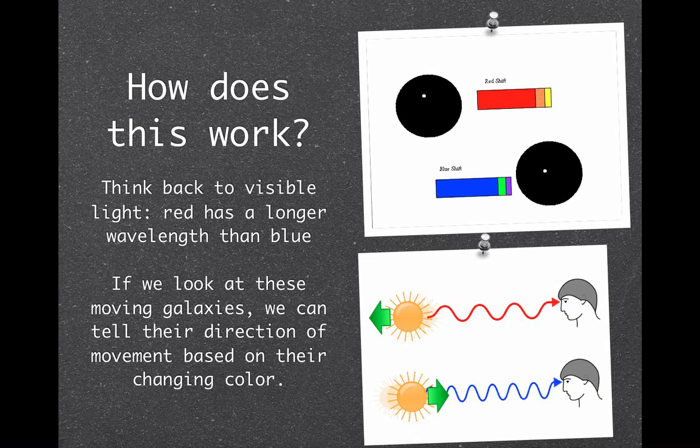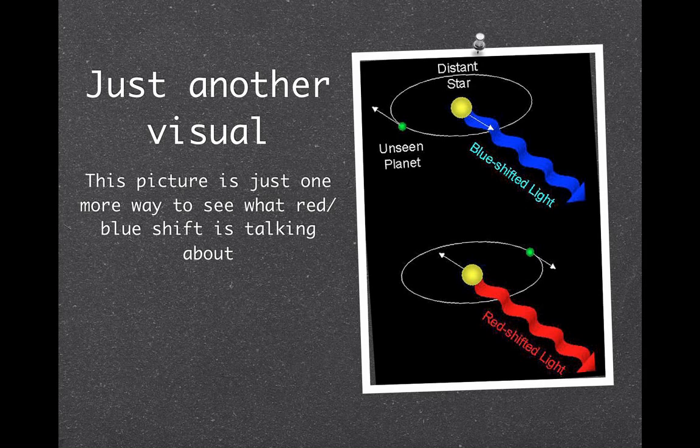So this works if you think back to when we did visible light. The red wavelengths are longer than the blue wavelengths. So as galaxies move either towards us or away from us, you can see in the picture at the bottom on the right, the star that's moving away from us gives off a red tint, while the star that's moving towards us gives off a blue tint. Now they use a sun in this picture. Our sun is not moving away from us to give a red or a blue, but they use it because it's easy for us to recognize as a star.